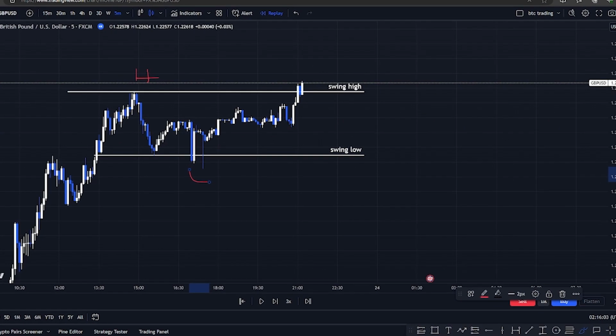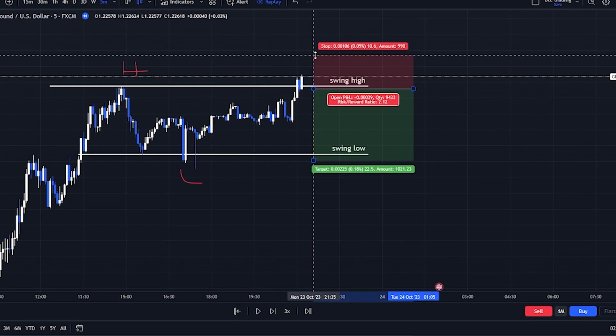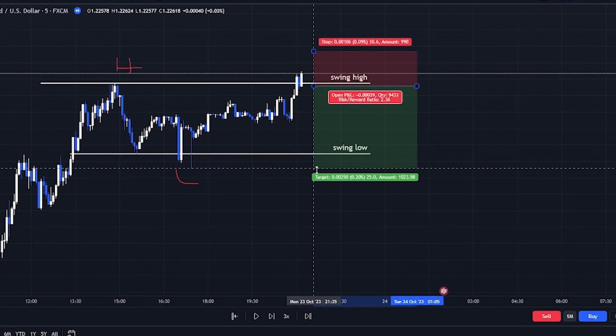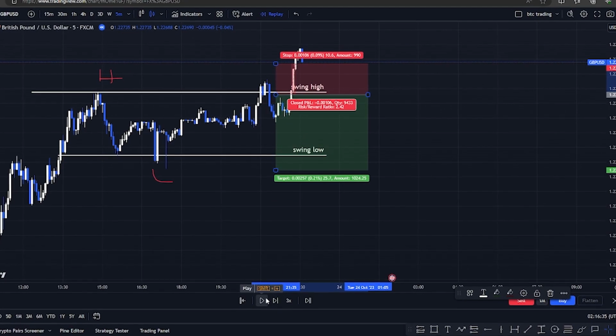Here you go. As you can see, the swing high liquidity got taken. If I place a short position here with a stop loss right above here and targeting these lows, let's see what happens. Here you can see our stop got hit.